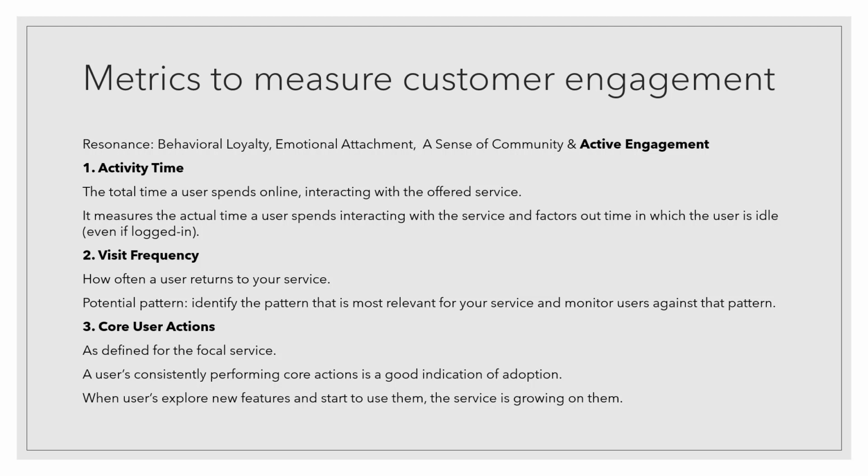Activity time is the total time a user spends online interacting with the offered service. So it should measure the actual time a user spends interacting with the service and then factor out time in which the user is idle, even if the person is logged in, right? When the person is idling, it's not an engaging moment, right? So you need to factor out that period of time.